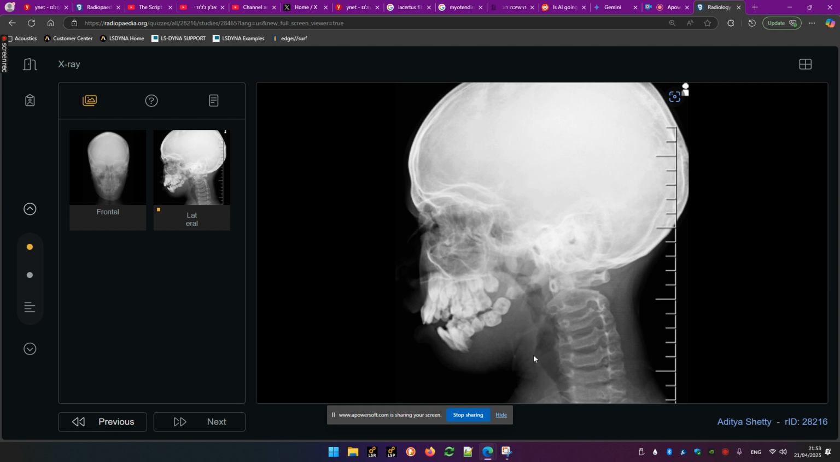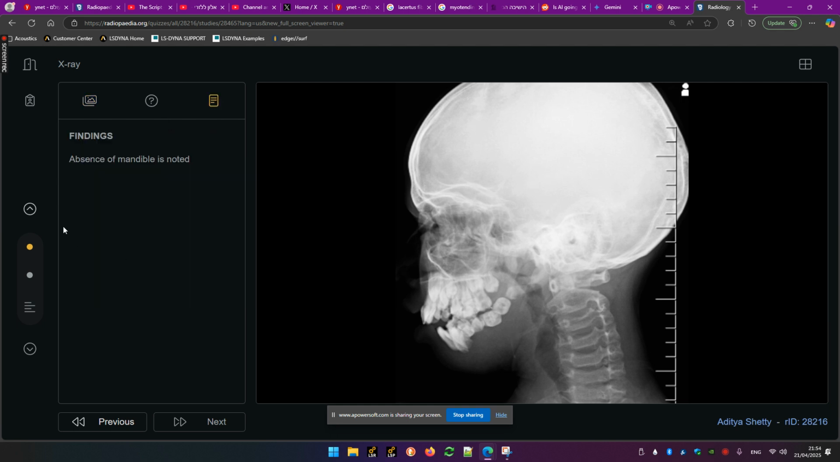Okay. Here is the hyoid bone. Here is the trachea. The atlas, axis, dens. Maybe there is something here. Okay, let's continue. I don't see anything. Let's see what's going on.